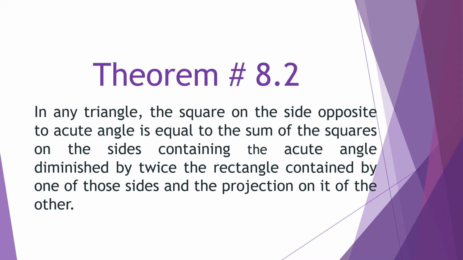Theorem 8.2. In any triangle, the square on the side opposite to acute angle is equal to the sum of the squares on the sides containing the acute angle, diminished by twice the rectangle contained by one of those sides and the projection on it of the other.